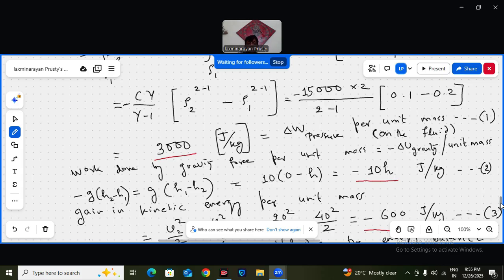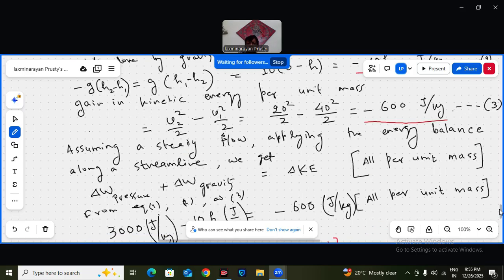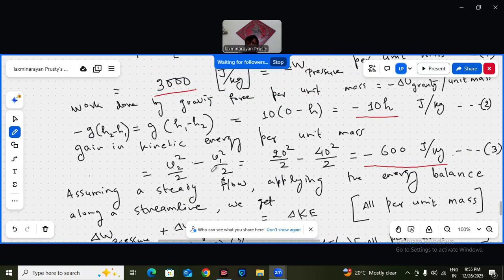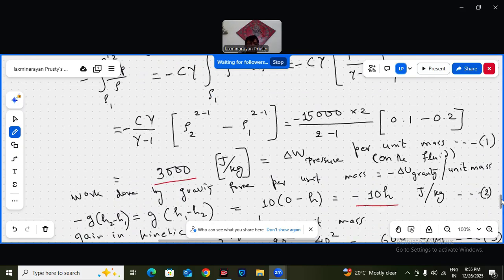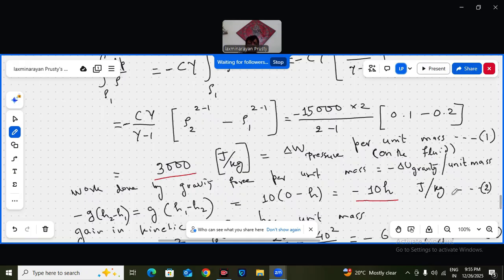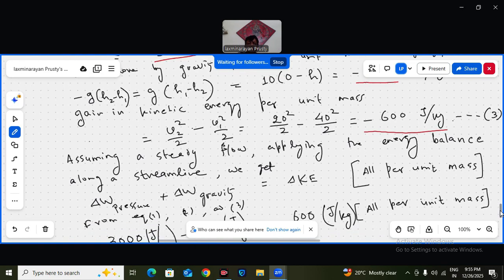Then all are per unit mass. So the gain in kinetic energy per unit mass is how much? V2 square minus V1 square, because m is 1, by 2. V2 square by 2 minus V1 square by 2, 20 square by 2 minus 40 square by 2, that is minus 600 joules per kg. So these are the work done by forces: one is by pressure, the flow work by pressure, and this is the gravity work. This is plus 3000, this is minus 10H. If I sum these two work done per unit mass, I will get the gain in kinetic energy per unit mass from the work energy theorem.